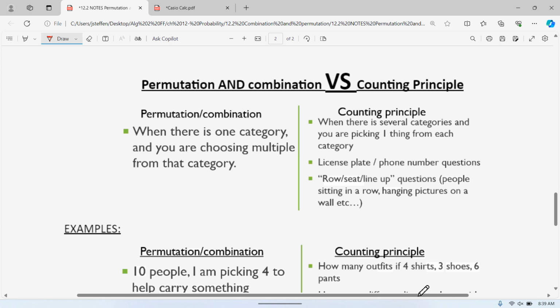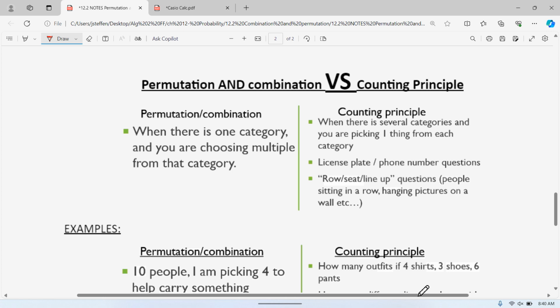So the counting principle where you said, okay, well, it's 4 pairs of socks, 5 shirts, and 2 shoes, so it's 4 times 5 times 2. So when to use which one? With permutation and combination, it's when you have one category that you're choosing multiple people from. So again, a class of 25, I'm picking 10 of them to go down to the hall and get something. You have one group of people, I'm choosing multiple people from that group. The counting principle, a lot more often, is usually where you have several different groups and you're picking one from each group. So again, you have t-shirts, pants, and socks, you're only choosing one from each one.